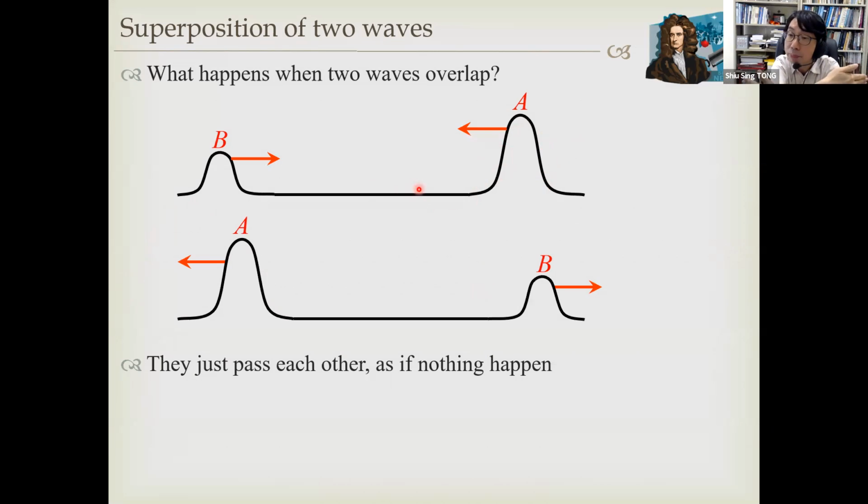But when the two waves bypass each other, when pulse A has moved here and pulse B has moved to the other side, the two waves just bypass each other, and you will see the shape will not change. The same wave as A is here, and the same wave as B is here. Provided that there's no energy dissipation, the waves just bypass each other as if nothing had happened. So that is an interesting feature.